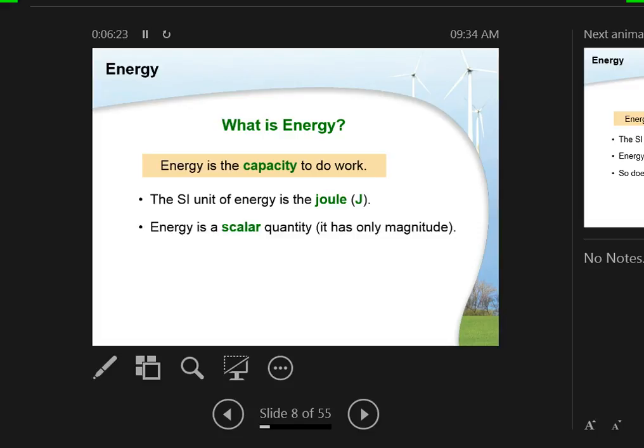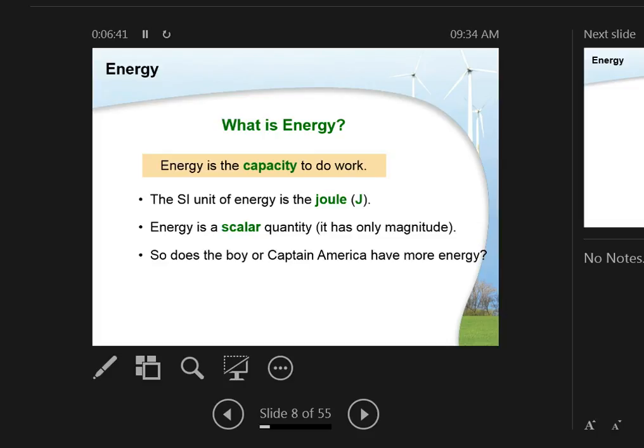Energy is a scalar. That means it only has magnitude. Compare that with forces. Forces are vectors because they have magnitude and direction, whereas energy only has magnitude. There's no direction to talk about. So we have already answered this question. Captain America has more energy.